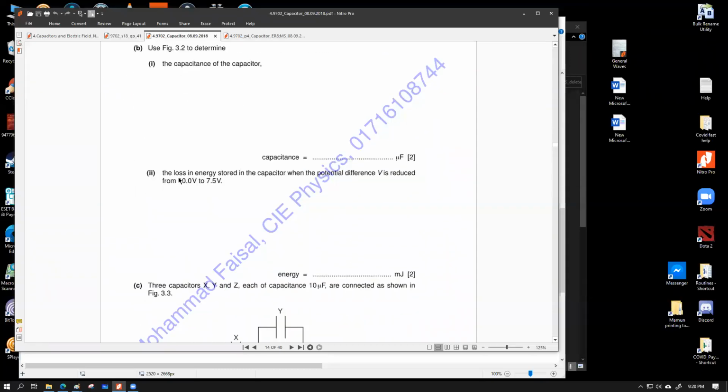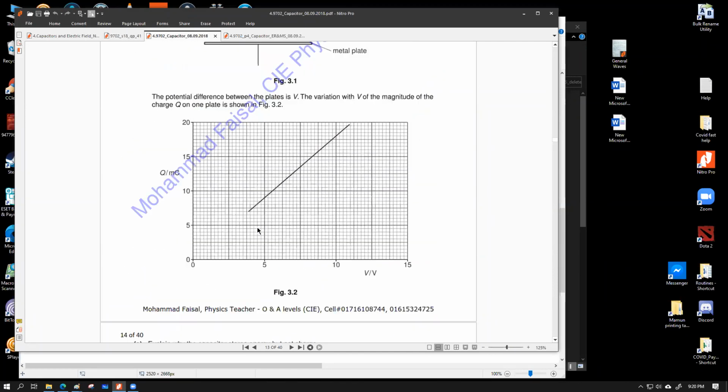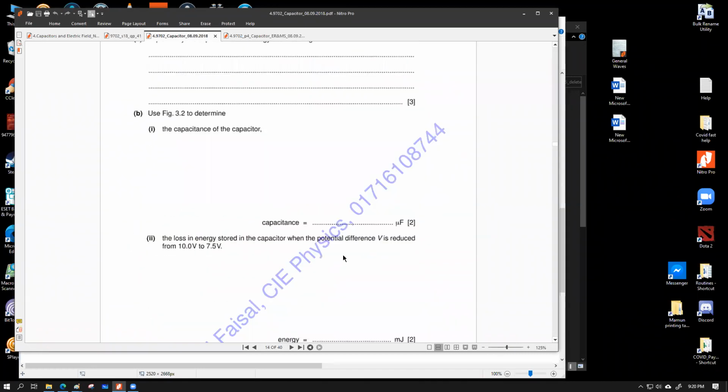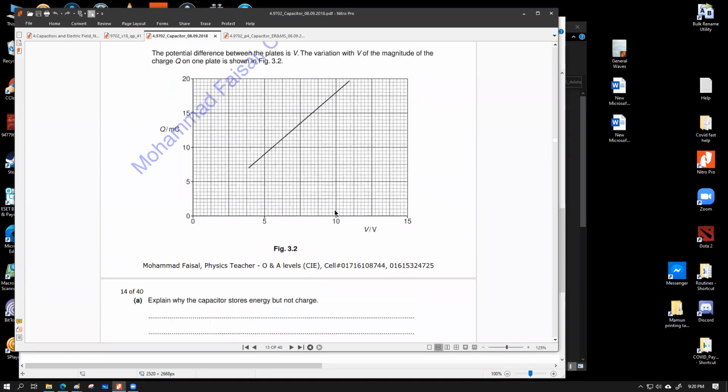আচ্ছা এটা গেল। তারপর বলছে the loss in energy stored in the capacitor when the potential V is reduced from 10 volt to 7.5 volt. Okay, so apparently what I described a bit earlier was wrong. What they're saying is that the voltage across the capacitor was actually reduced from 10 volt to 7.5. So they actually gave us a bigger region. So 10 to 7.5 would be this much. So you have to find out how much energy was lost from the capacitor.